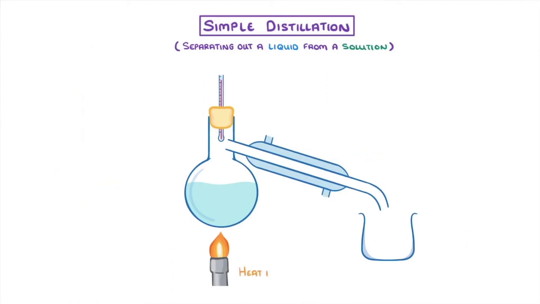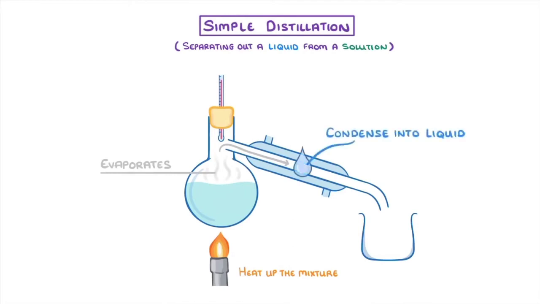Our first step is to heat up the mixture, so that the liquid that we want evaporates. As it rises to the top of the flask, the pressure will force it down the condenser. And because we're pumping cold water through the water jacket, the vapor will cool and condense into liquid form, which will then run down the pipe and collect in the beaker.